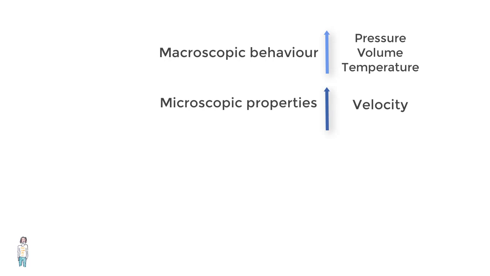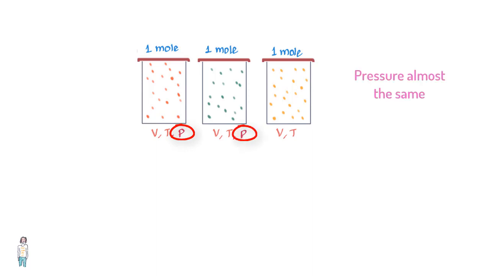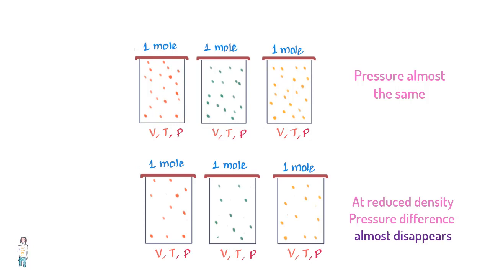Well, to start with, we need to figure out which gas we should take to study the behavior. Should it be oxygen, hydrogen, sulfur dioxide, or so many other gases available to us? Well, experimenters found that if you take 1 mole sample of different gases, put them in containers of similar volume and subject them to the same temperature, then the pressure the gases create would almost be the same. And if you dilute the gases or reduce the density, the difference almost disappears.